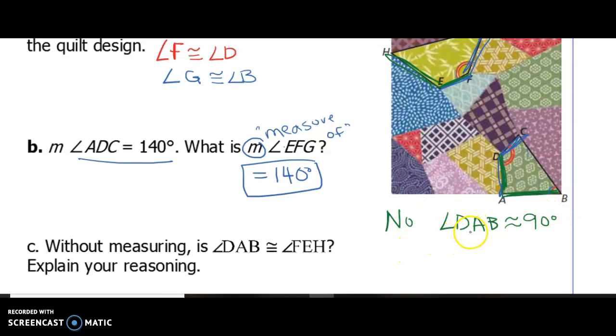But how would you classify angle FEH? I would say it looks obtuse. So can an angle that's 90 degrees and an angle that's obtuse ever be congruent? Absolutely not.